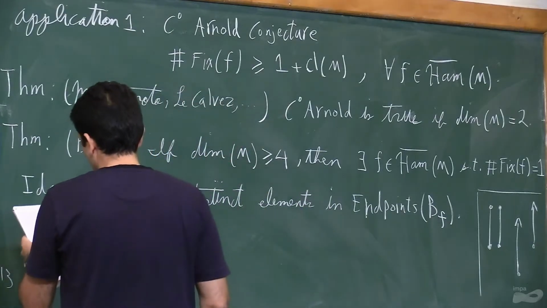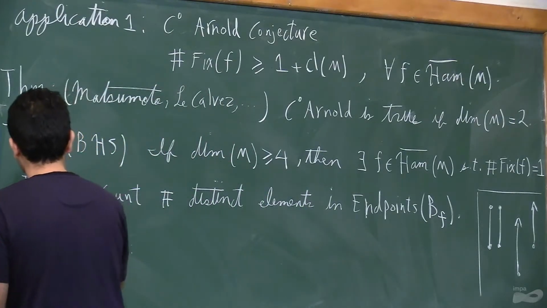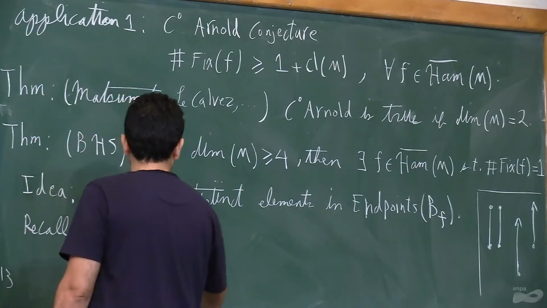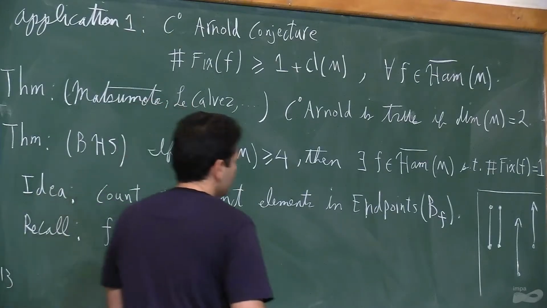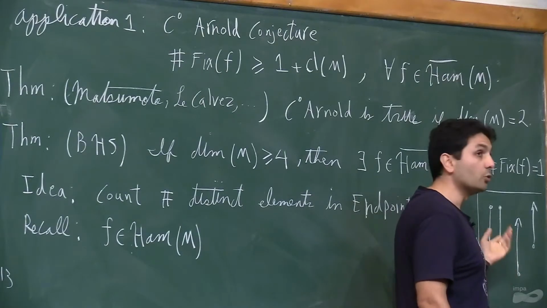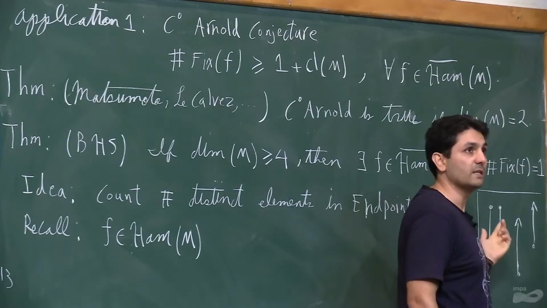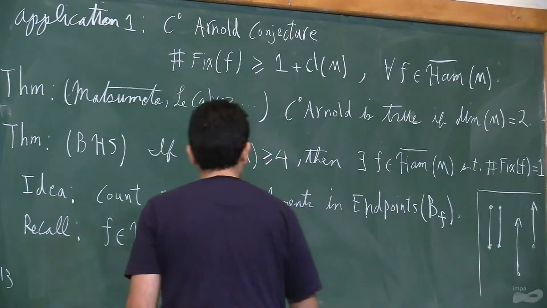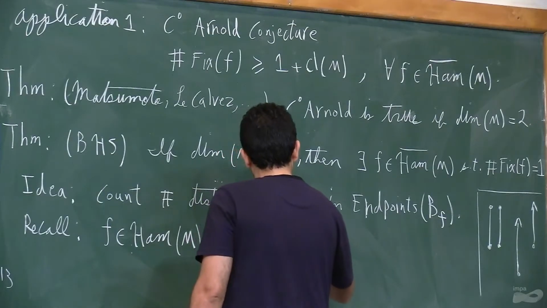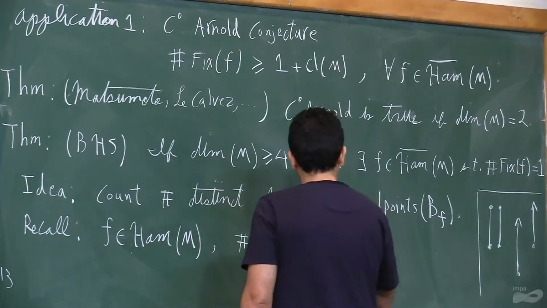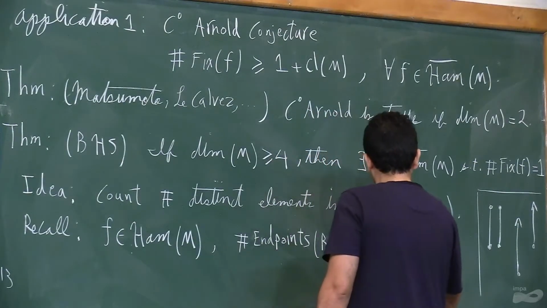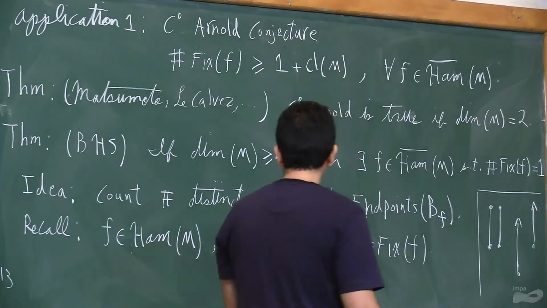And what I want you to keep in mind is that, recall, if you have a Hamiltonian diffeomorphism, then these endpoints are actions of critical points of the action function. So they are actions of one-periodic orbits, actions of fixed points. So the number of endpoints is actually a lower bound for the number of fixed points. But of course, this could be very small.